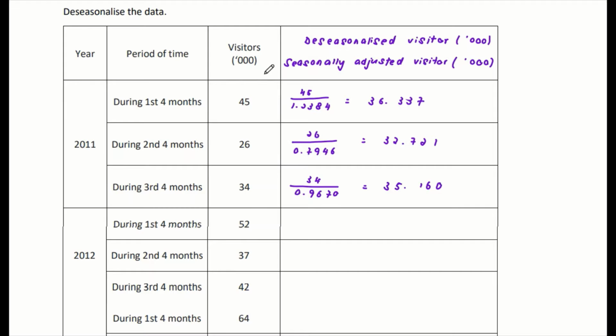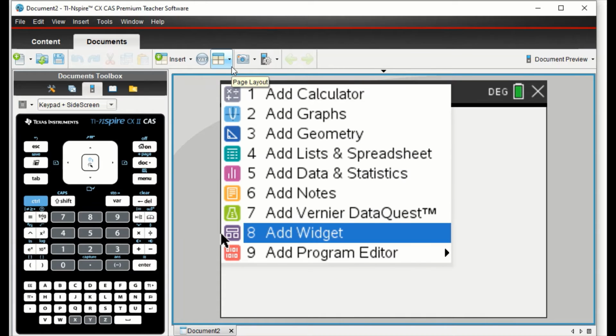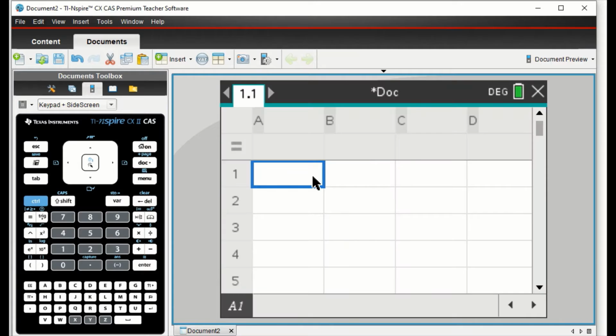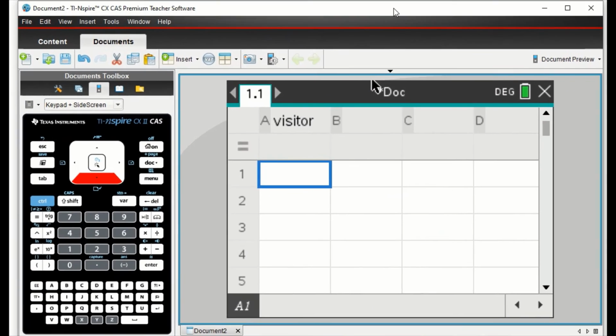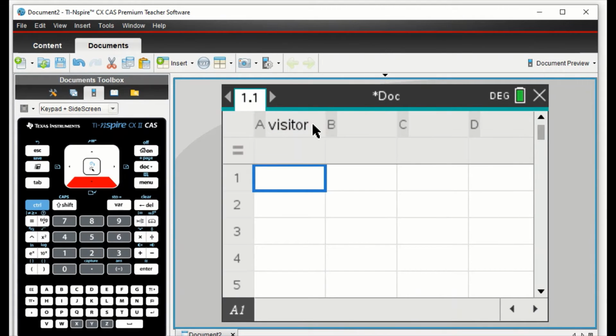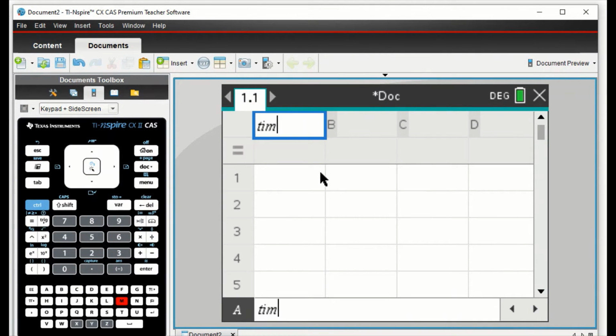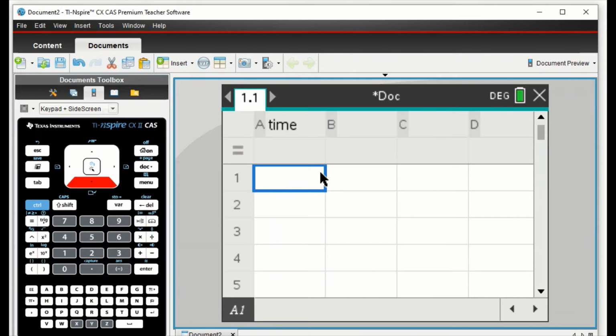Alright, same thing, we'll key in the raw data first. So add list and spreadsheet. Then look at the data. Now let's use some time to key in the data that we have. So this is, let's put it as visitor. Then I'm going to key in the values. Oops, I'm sorry, I left out the timeline here. So this should be the time that we have. First 4 months, second 4 months.